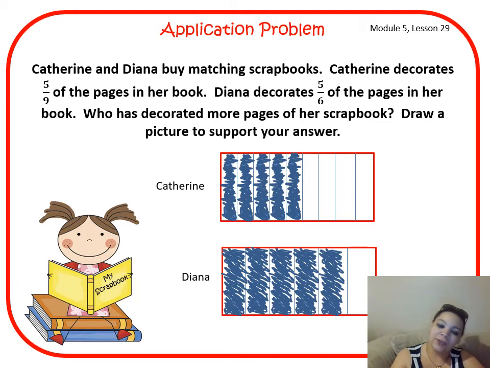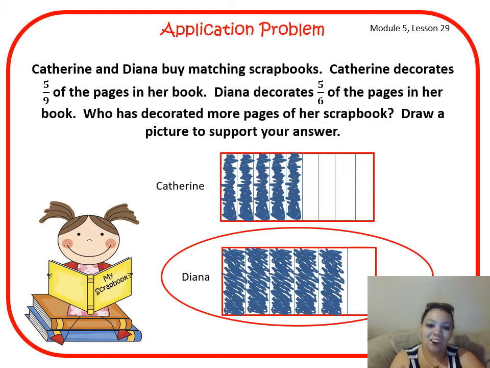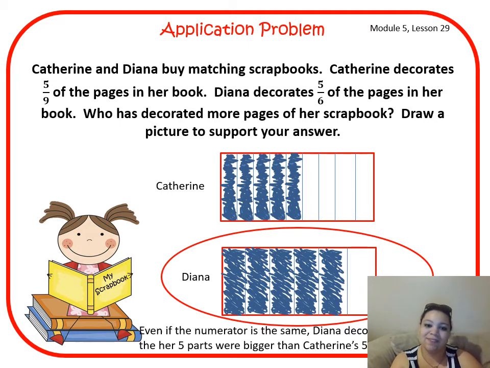Now looking at Catherine and Diana, who had a greater fraction? Yeah, it was Diana because her 5/6 takes up a greater amount of space than 5/9. So even when the numerator is the same, Diana decorated more because her 5 parts were bigger than Catherine's 5 parts. They both only decorated 5 pages, but Diana's pages were bigger than Catherine's pages.